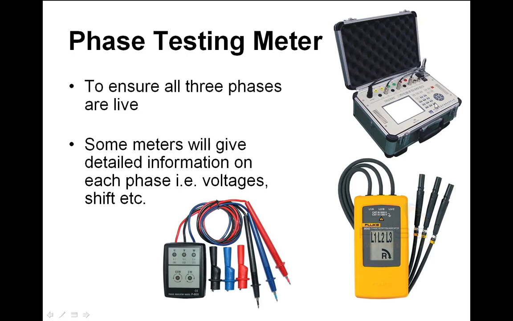Then you've got a more sophisticated meter. There are some meters which show you the waveforms as well, so you can make sure the waveform looks okay, that it's a nice sinusoidal waveform and not some choppy rectangular waveform. It'll potentially show you voltages as well, any mismatch between the phases, and phase shifts. They normally shouldn't change, but you never know. All this is done by these sophisticated machines. This one is maybe a tenner, this is probably 100 quid, and you're looking at a couple of thousand pounds for this equipment. Okay, so that's the phase testing meter.